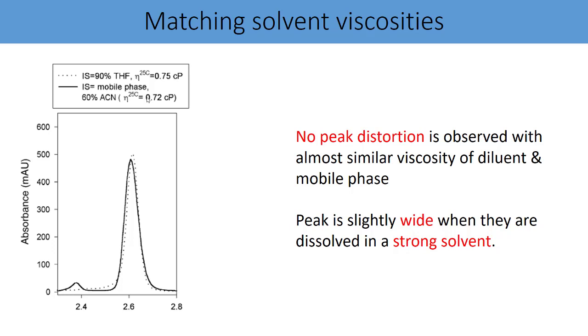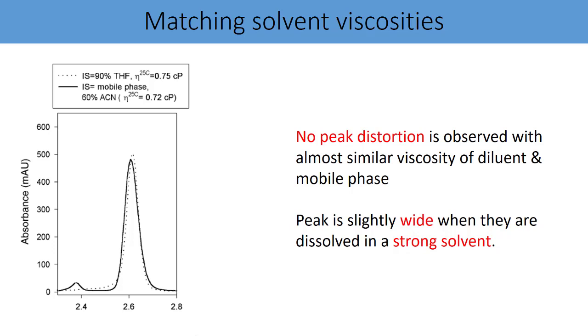So what is the learning? No peak distortion is observed with almost similar viscosity of diluent and the mobile phase. Peak is slightly wide when they are dissolved in a strong solvent like THF. You can see a little fronting in the peak shape, but it is because of the THF, which is a very strong diluent. But overall, the peak shape is very much acceptable.